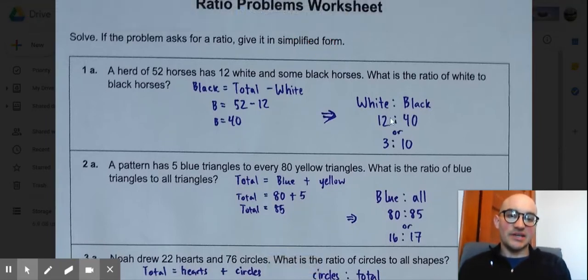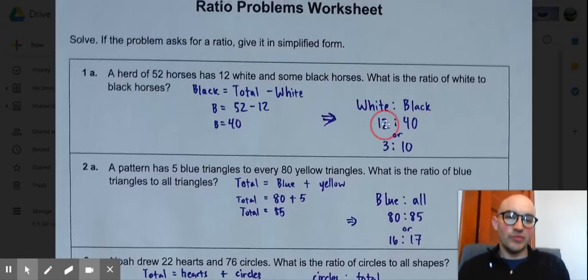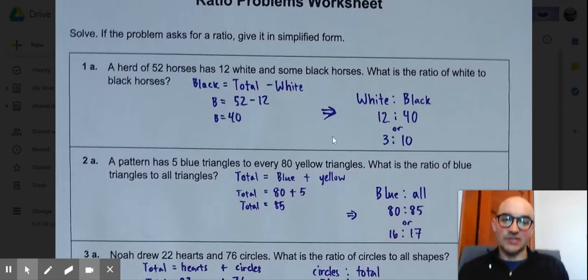So thinking about these like fractions, 12 and 40 are both multiples of 4, which means I can divide by 4. 12 divided by 4 gives me 3, and 40 divided by 4 gives me 10. So the ratio 12 to 40 is equal to the ratio 3 to 10. 3 to 10 is the final answer we're looking for, but if you got 12 to 40, you did a nice job. Okay.